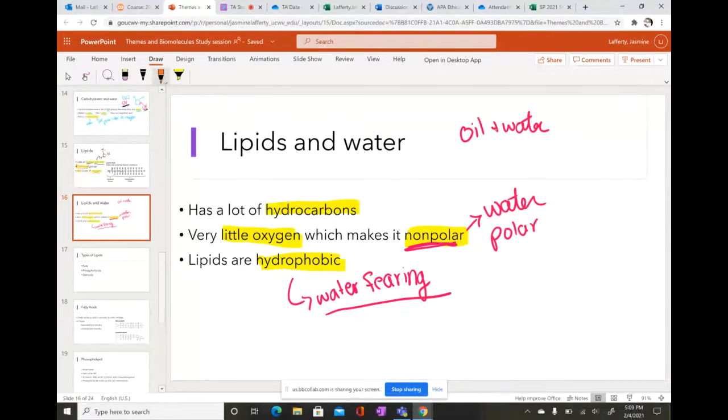Now, lipids in water. It has a lot of hydrocarbons and very little oxygen, which makes it non-polar. So just remember, water is polar. I think of the water as the nice kid. It likes to play well with others. Lipids are the non-polar. They don't play well with others.